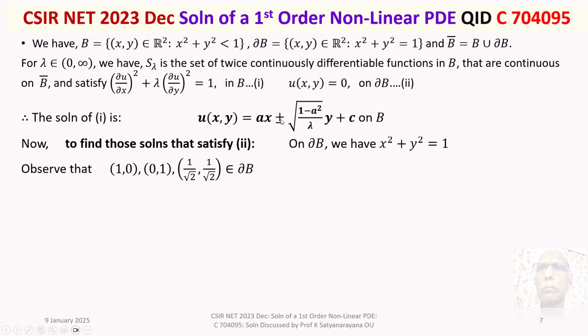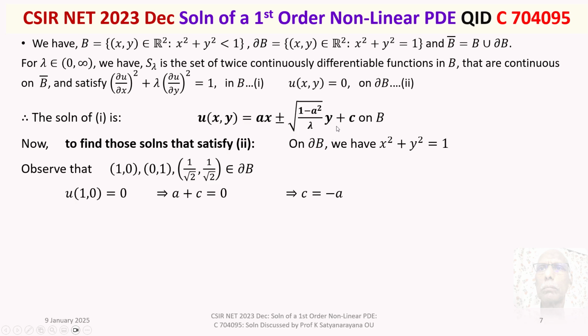So we take the equation and substitute 1, 0 in this. So u of 1, 0, that is for x 1, for y 0, is 0. Why? On the boundary, your second condition is u(x,y) is 0. So 1, 0 is a point on the boundary. Therefore, u of 1, 0 is 0. So also u of 0, 1 is 0. So also u of 1 by root 2, 1 by root 2 is 0.